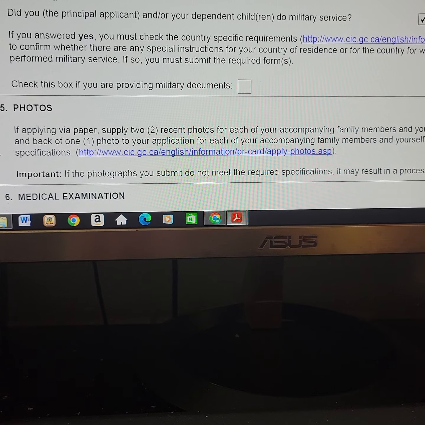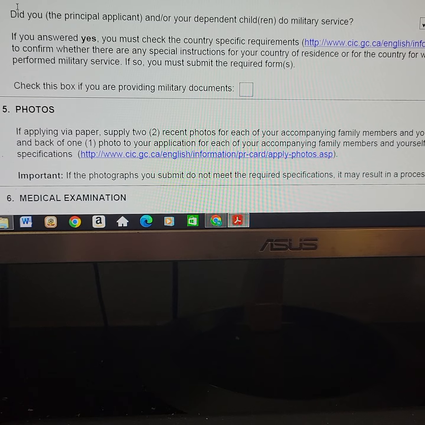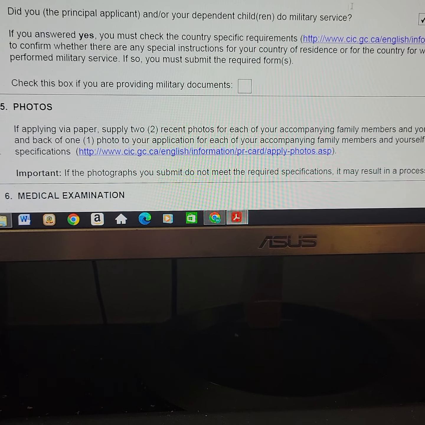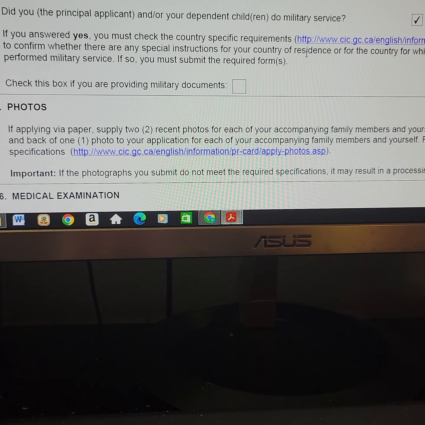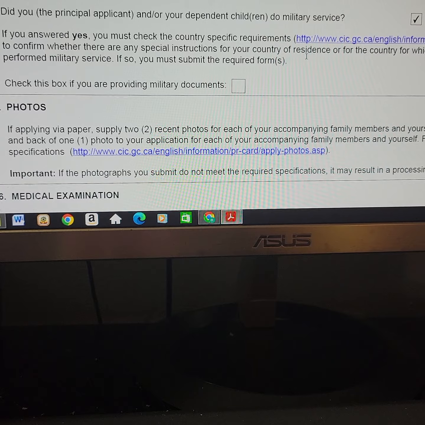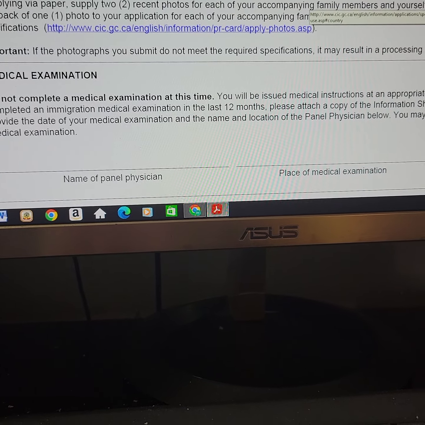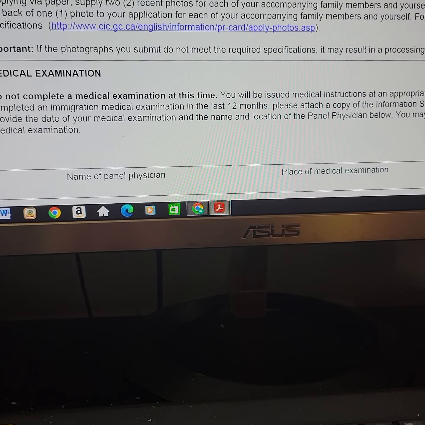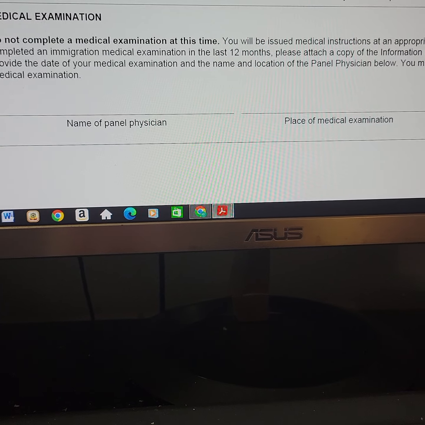Military service: if you didn't do any military service, you don't check that off, you just put NA and say no, you haven't done any military service. If you did by any chance, you have to check yes and then get all the information and documents needed for that. Check this box if you're providing a military document. If you check it, then you have to provide the documents. If not, just write NA.